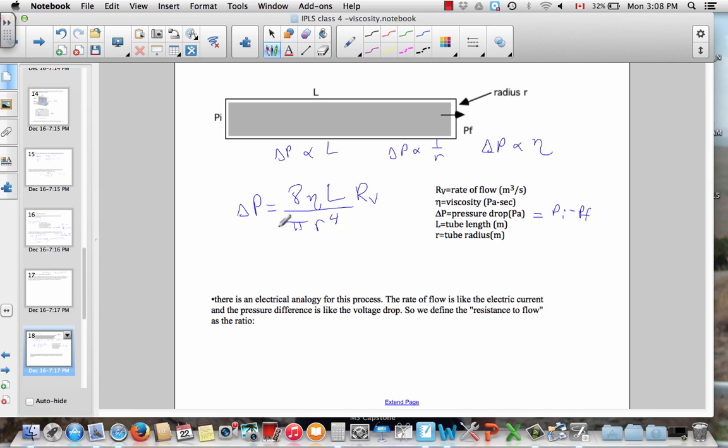Now this ends up looking a lot like Ohm's law, because the flow of current I, so this is the flow, is proportional to the push and inversely proportional to the resistance to flow. So with the fluid, the flow was the volume rate of flow, RV, and the push is the pressure head. And this then is the resistance to flow.